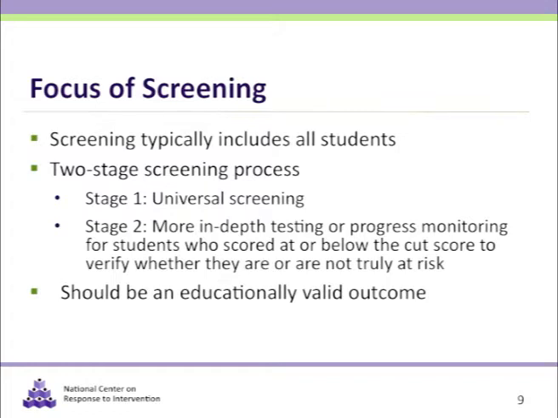All measures for screening should be educationally valid outcomes. What is screened should be based on the needs and the goals of the school. Schools typically screen in reading, math, and behavior, but may also consider screening in other areas of need, such as language or writing.